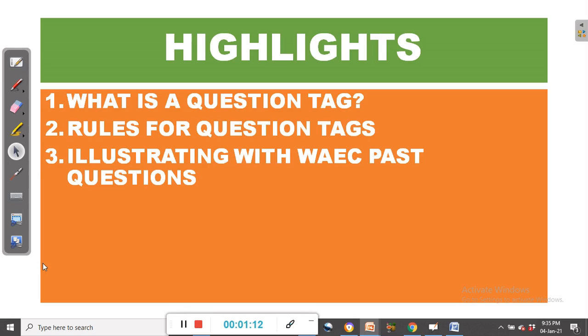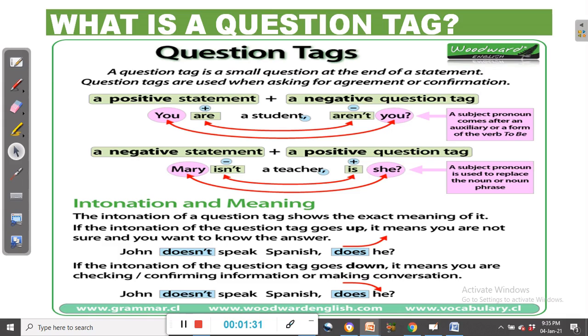Now the highlights are as follows. What is a question tag? Rules for question tags. Illustrating with WASSCE past questions. These are the three angles from which we look at this important topic.